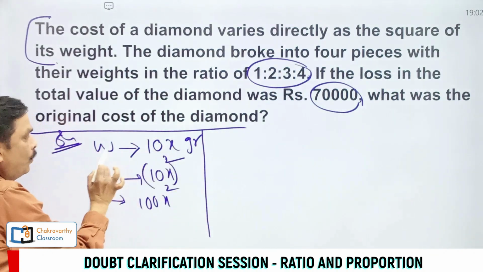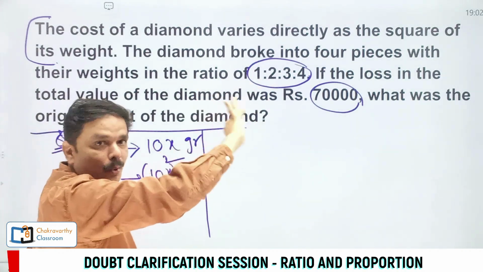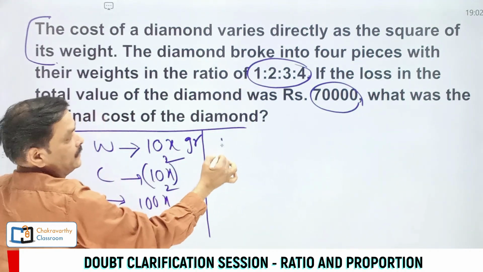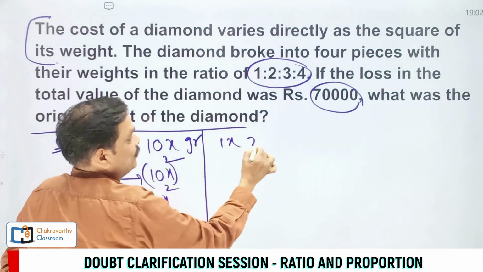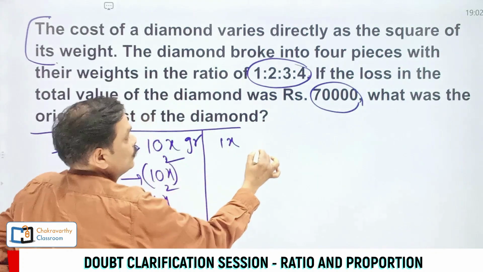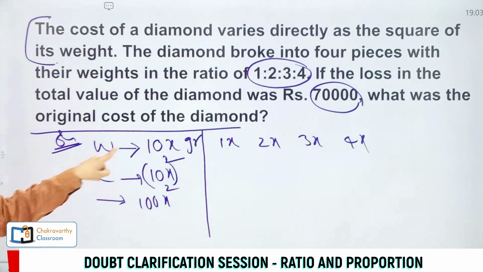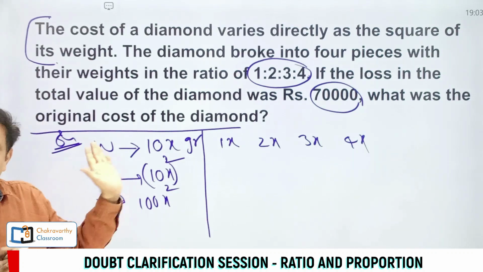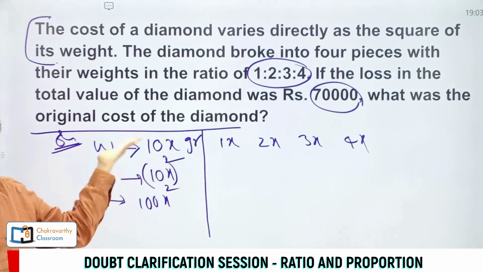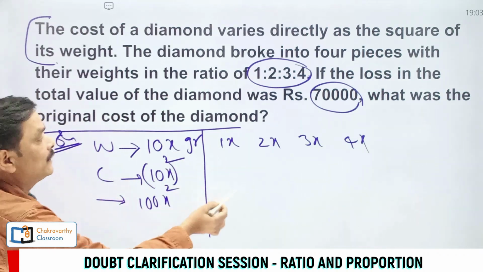Now, when the original weight is 10x grams, obviously after it has been broken, the weight of the first part is 1x. The second one will be 2x, we'll do it directly here only. So 2x, the third is 3x, the next one is 4x. That is the reason why I have taken this as 10x, because it is broken into 4 parts in this ratio. 10 is divided in this way easily, right? You can take any other number as well. You can take 100, 200, 300, but 10 is easier for me. Okay, now you see what the cost is.